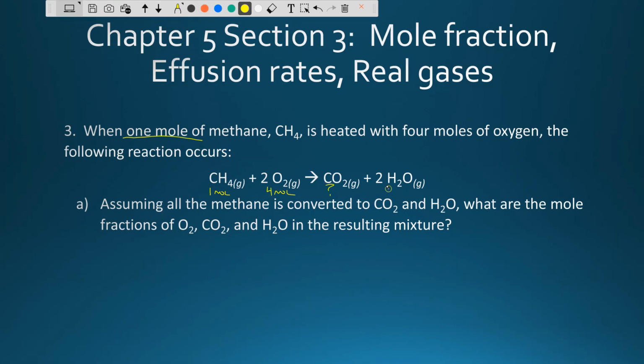Okay, so I've got my components all labeled up in here. We solve for my carbon dioxide, we solve for my water, we do all those fun things. All right, so let's take a look and go 1 mole of CH4, and we're going to convert 1 mole of CH4 to 1 mole of carbon dioxide.